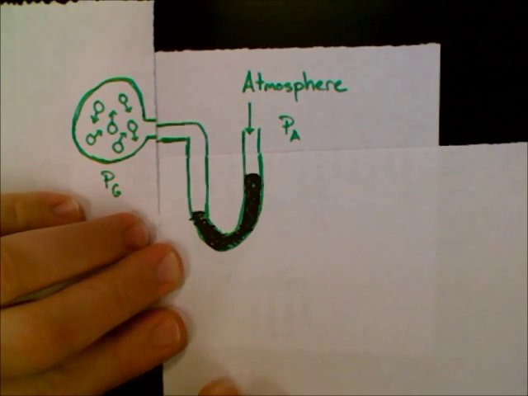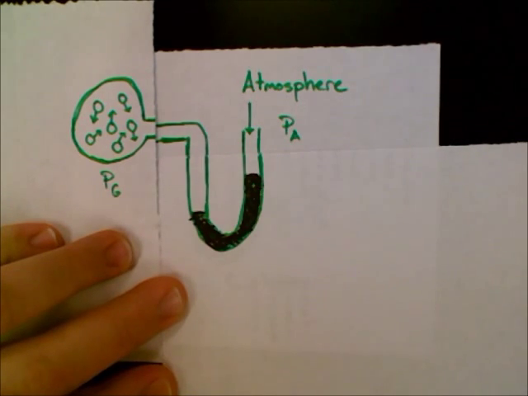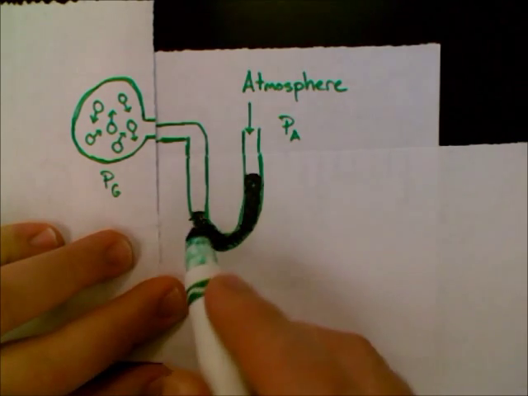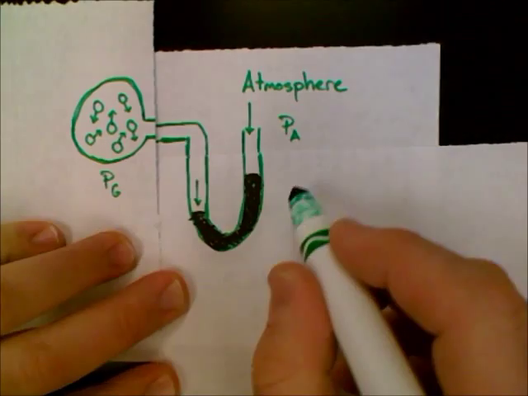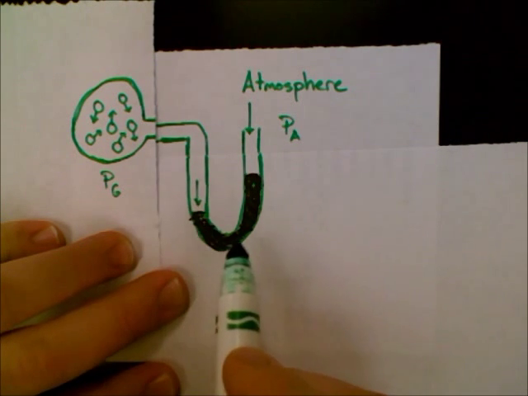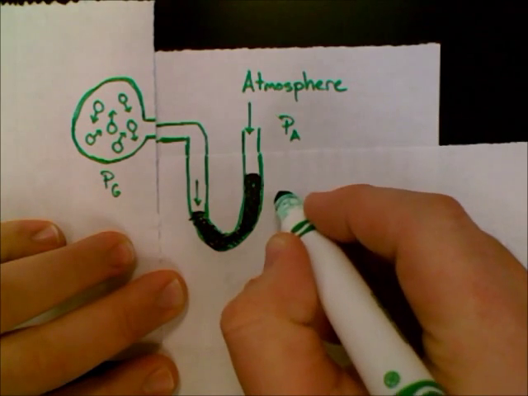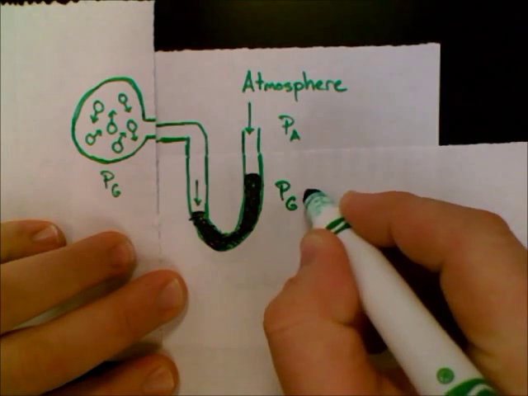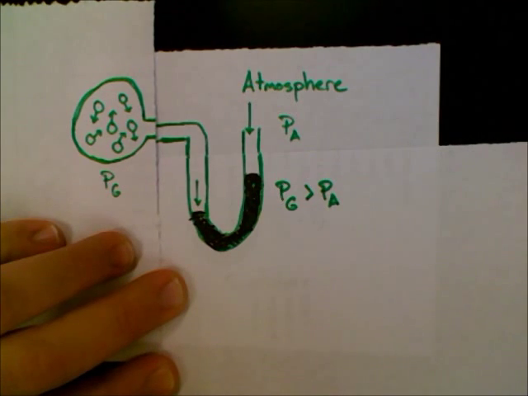But let's say when we connect our gas, this happens. Now we've got a little bit of a difference. Now the levels aren't the same. We still have the gas pushing down on this side, and we still have the atmosphere pushing down on this side, but now they're not pushing with the same force. In this case, we can see that the liquid has been shoved up towards the atmosphere, and what that tells us is that the pressure of the gas is greater than the pressure of the atmosphere.